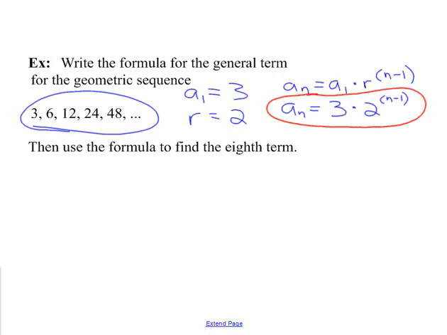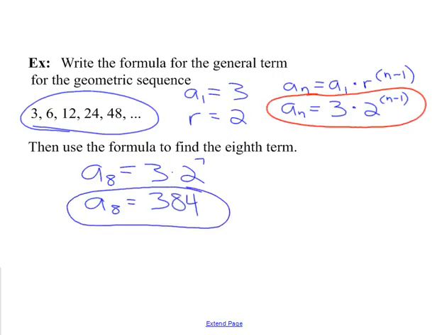Now in the second part it says, then use this formula to find the 8th term. Okay, well now since we're finding the 8th term, we know that n equals 8. 3 times 2 raised to the 8 minus 1, which is the 7th power. Plug this into your calculator, and you get 384 for the 8th term of the sequence.